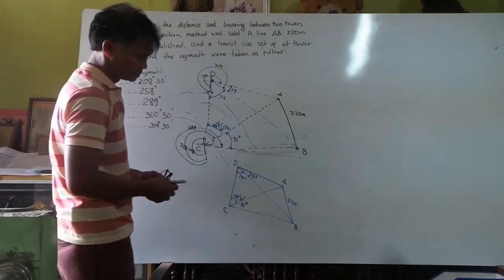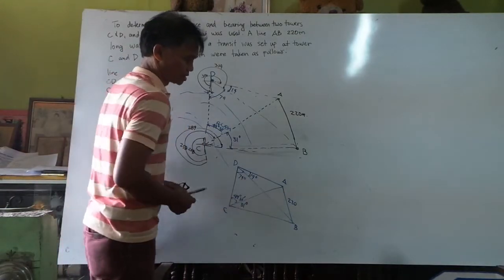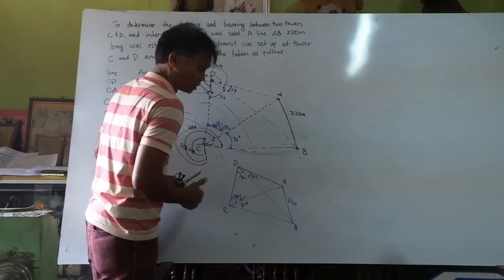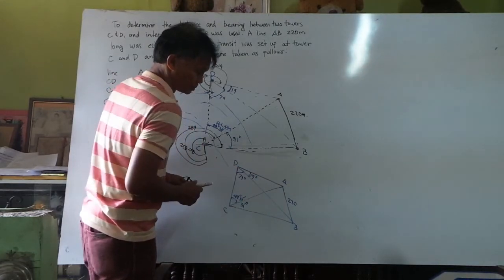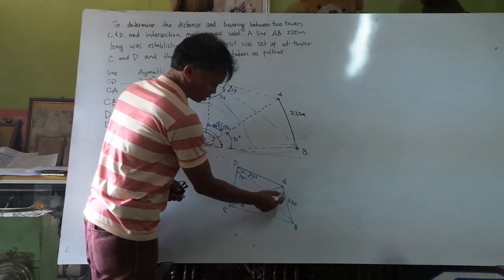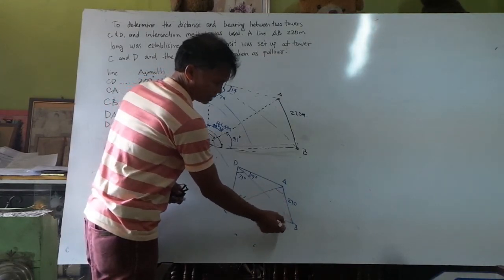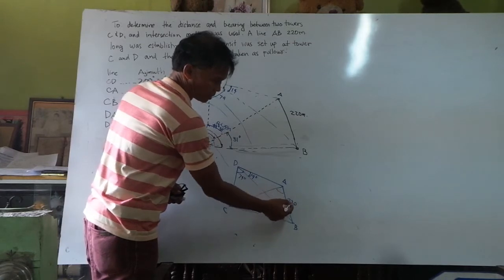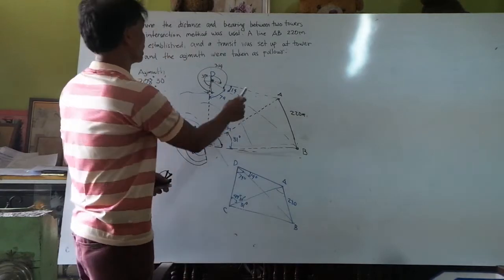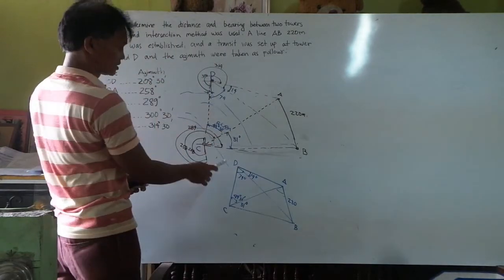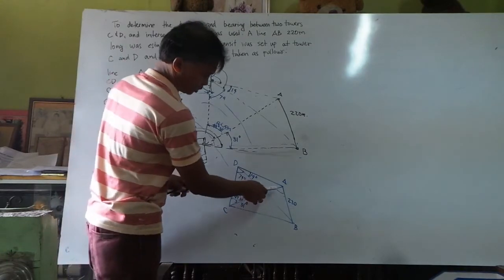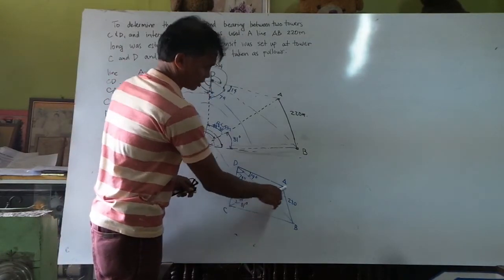Because the established distance AB is opposite the given angle, we will first try to determine the angles in order that we can solve the distance CD. We can solve the distance CD, and we can determine this angle here.